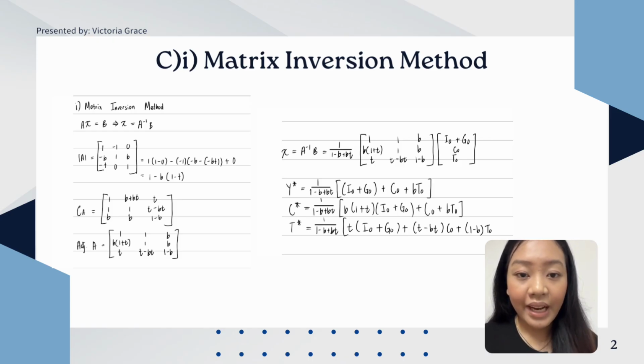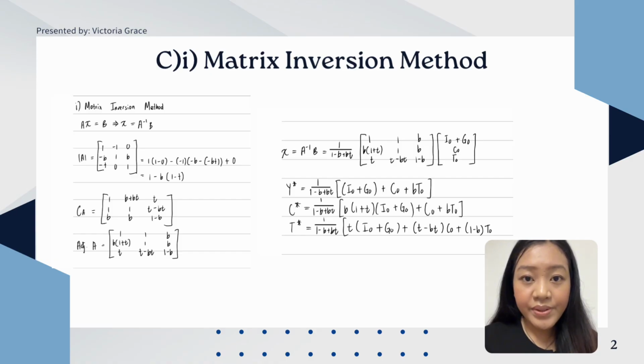Then, we find the adjugate of matrix A by taking the transpose of the cofactor matrix. The adjugate matrix has 1, 1, and B in the first row, B times 1 plus T, 1, and B in the second row, and T minus BT and minus B in the third row. Using the formula A inverse equals 1 over the determinant times the adjugate of A, we substitute the determinant and obtain the inverse of matrix A.